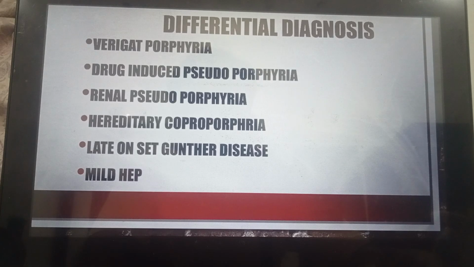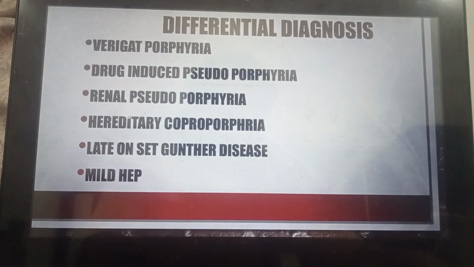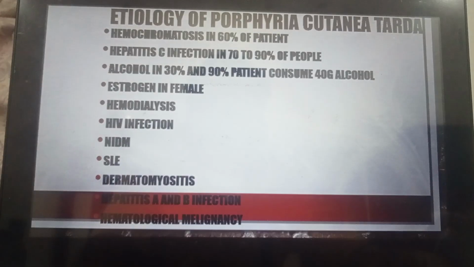Differential diagnosis. Differential diagnoses are variegate porphyria, drug-induced pseudoporphyria, renal pseudoporphyria, hereditary coproporphyria, late onset of Gunther disease, and mild hereditary erythropoietic protoporphyria. So these are all differentials of Porphyria cutanea tarda.